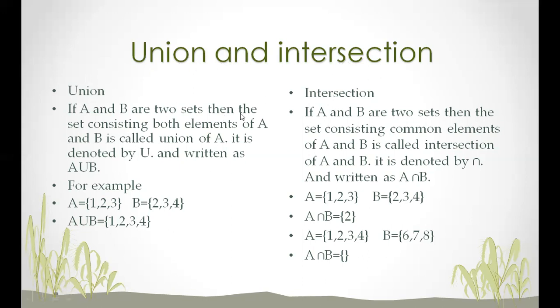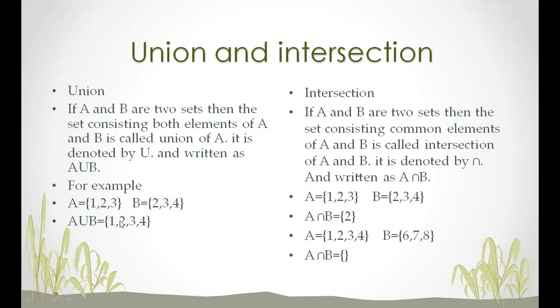If A and B are 2 sets, then the set consisting of all elements of A and B is called the union of A and B. For example, we have 2 sets, A and B, and we make one set which contains all the elements of A and all the elements of B. Then this resulting set is our union of the 2 sets. For example, we have A = {1, 2, 3} and B = {2, 3, 4}. And we write these. You know, repetition is not allowed.